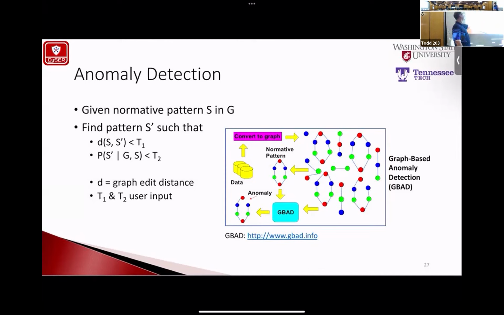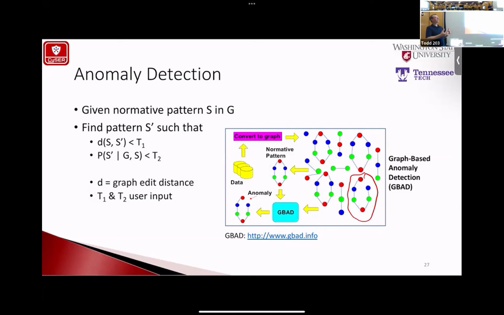The way we do that is we take this normative pattern and its instances, and we look for instances that are close to this one. Like this instance here is close, but it's of course missing an edge. And so in that case, we would identify that as an anomaly and output it.